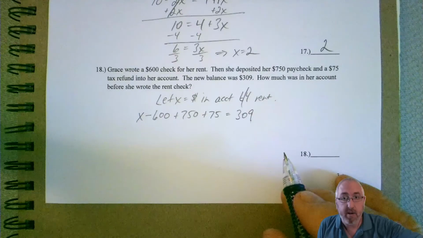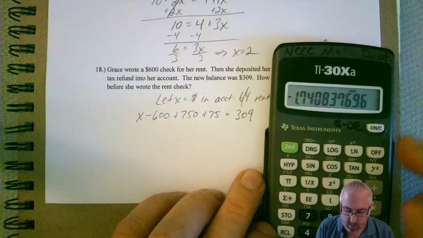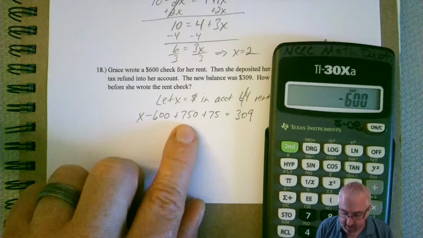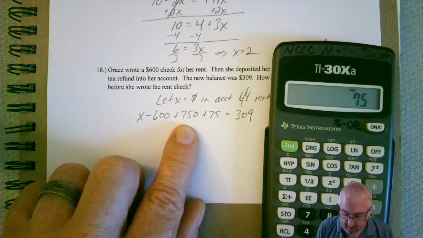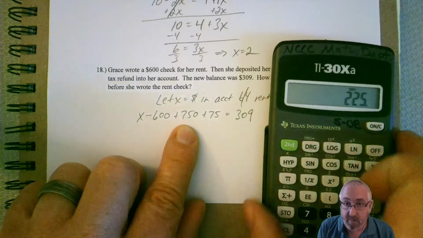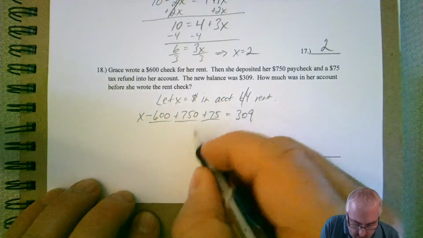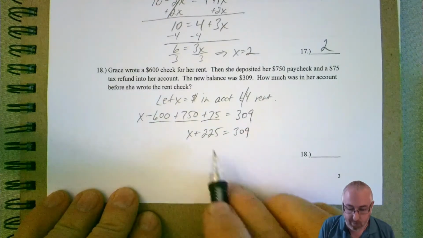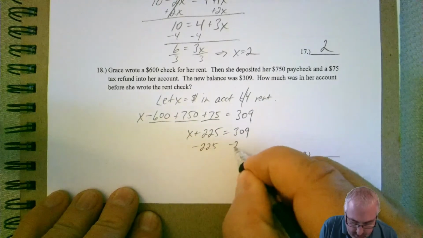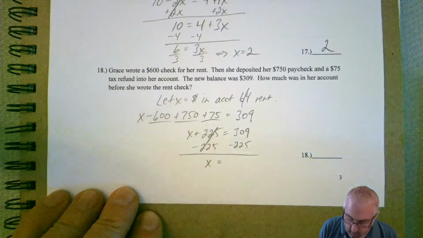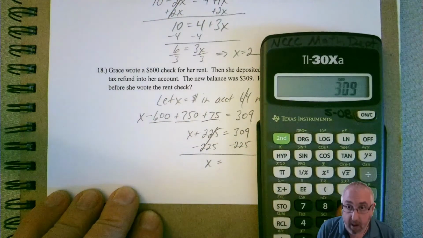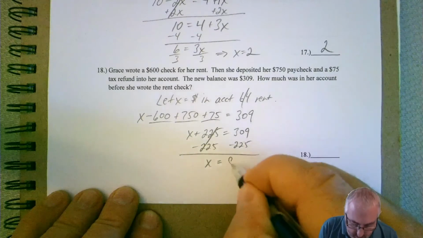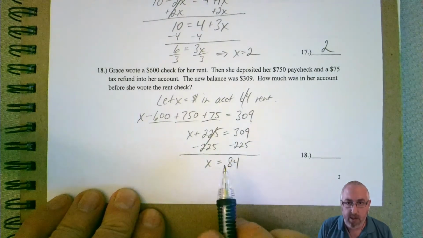Now we just have to do a little bit of adding. Let's get our calculator out here. We've got a minus 600, so let's make it negative. Let's add the 750. Let's add the 75. That gives her a positive $225. So when we combine all three of those, we end up with a positive $225. Now we just have to move that 225 to the other side by subtracting it. 309 minus 225 is 84. So we've got $84 in her account before she wrote the rent check.